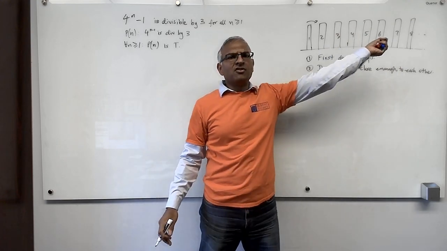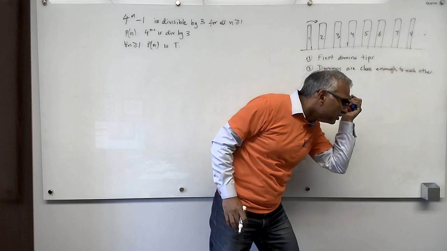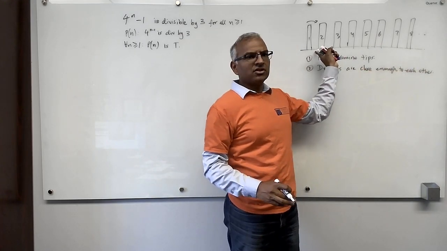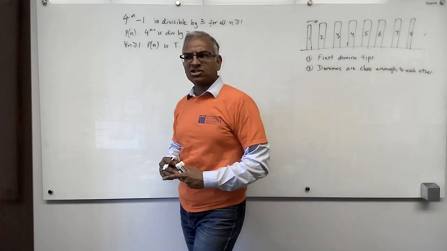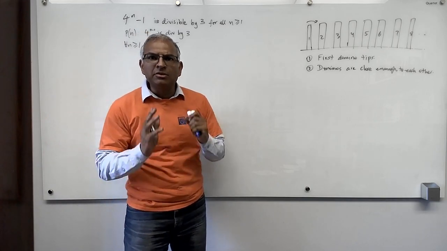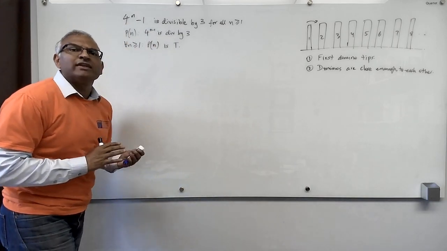And you don't need to go and verify domino number 757. Did it tip? Yes, I can tell you straight away. Because all the dominoes were close enough, and you tip the first one, brrr, it starts off a chain reaction. Okay. And induction is exactly that. It's a chain reaction. Okay. So let me show you how that works.